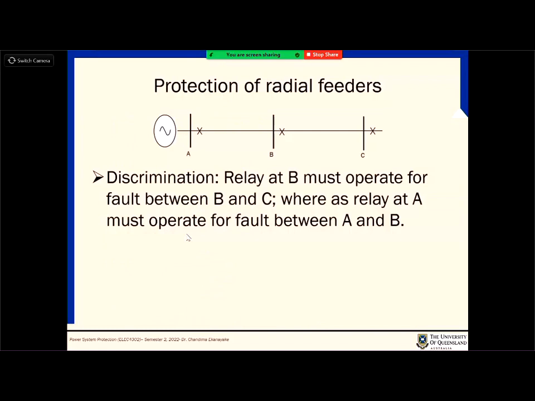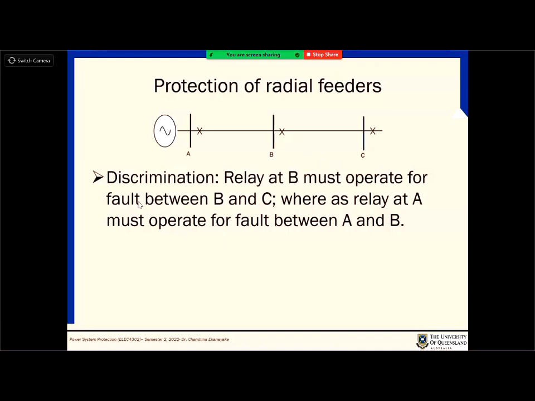So when you are looking at that sort of coordination, one question is how do you discriminate the faults? As an example, how do you discriminate fault 1 from fault 2 based on the location, right? How do you do that? Before going to that, there are two types of discrimination that we are going to look at.